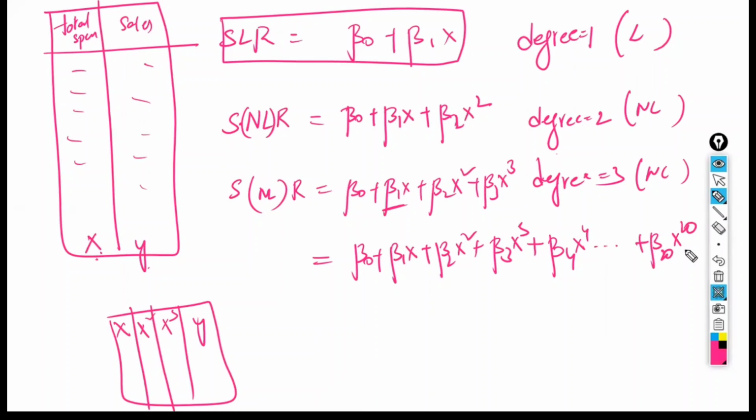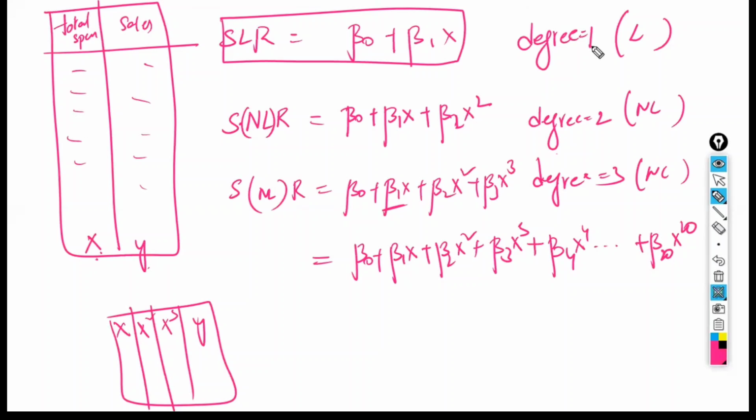Degree of 20 means up to 20, 40 means 40, 50 means 50, whatever the number. As the degree increases, the number of coefficients increases. If degree is 1, there is 1 coefficient only. Beta naught will remain constant, the intercept, because for each of them the numerical value will be only 1. But the coefficients will increase as the degree increases.